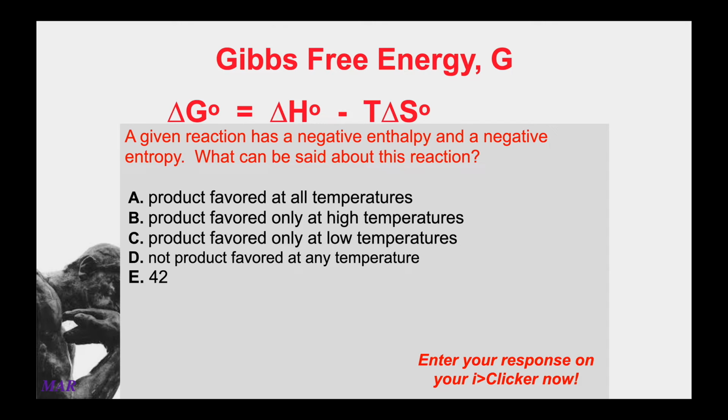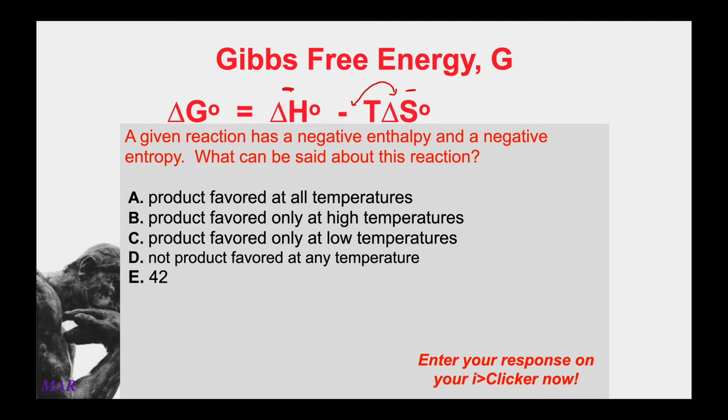What can be said about this reaction? Okay, so if it has a negative enthalpy, that's exothermic. And a negative enthalpy does contribute to making delta G negative. But if the entropy is negative, negative times that negative right there makes for a positive term. So entropy here does not want this reaction to go. So this reaction is not product favored at all temperatures because enthalpy and entropy have the same sign.